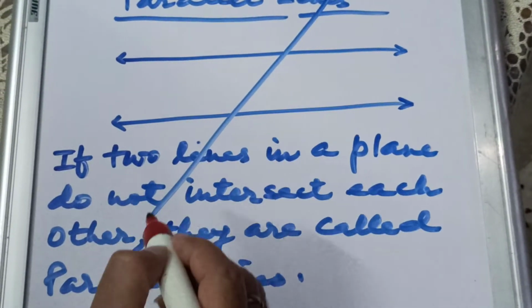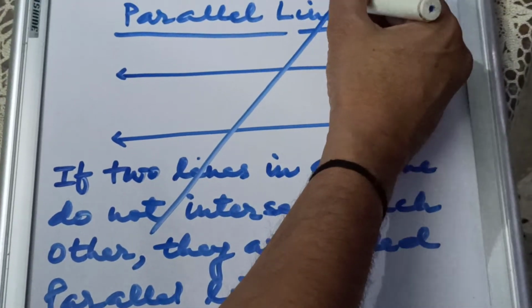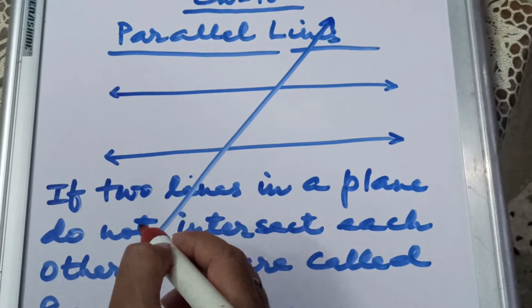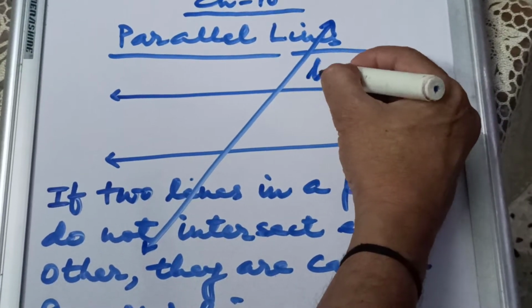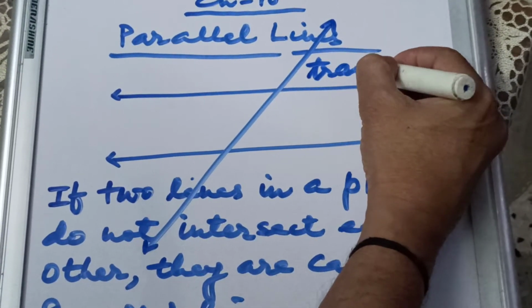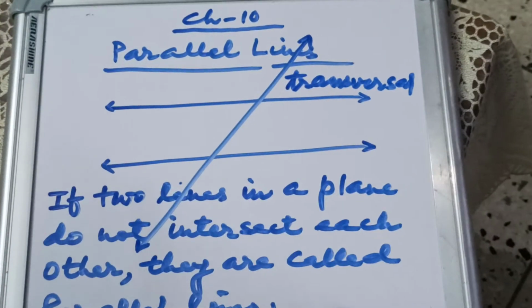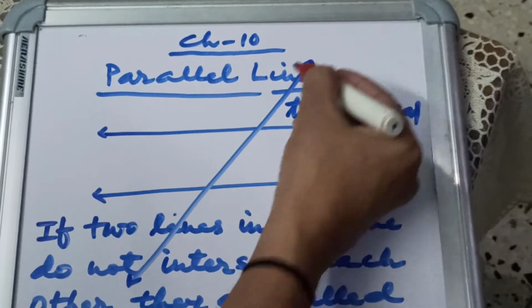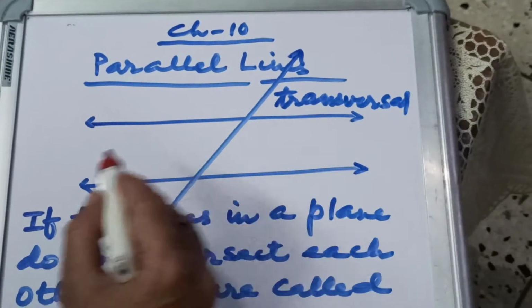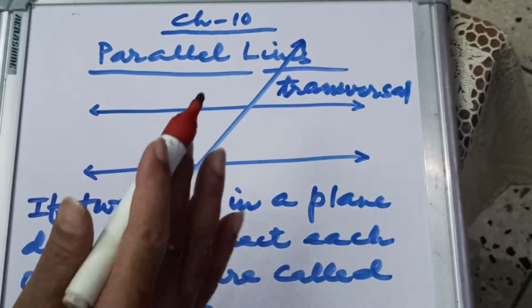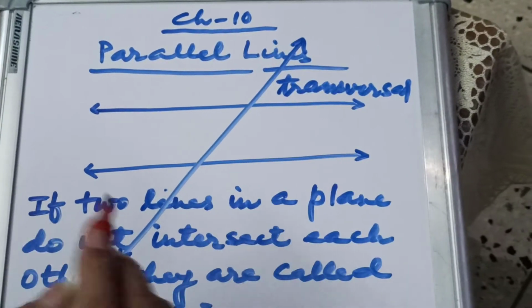And this line is known as transversal. जो तिरछे रूप से दो पैरेलल लाइन को क्रॉस कर रहा है, इट इज नोन एज ट्रांसवर्सल.